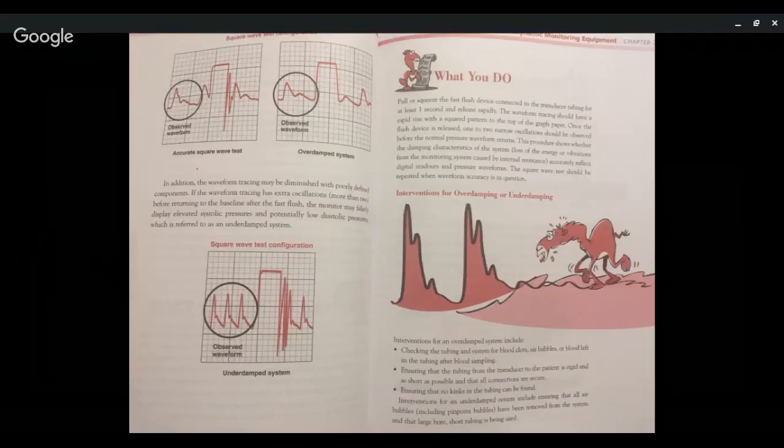This procedure shows whether the damping characteristics of the system, loss of the energy or vibrations from the monitoring system caused by internal resistance, accurately reflect digital readouts and pressure waveforms. The square wave test should be repeated when waveform accuracy is in question.